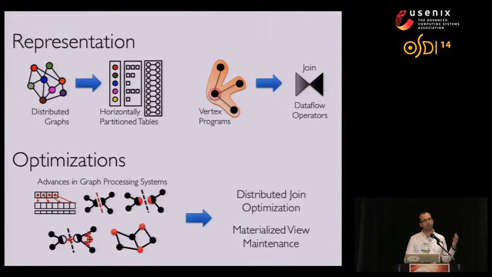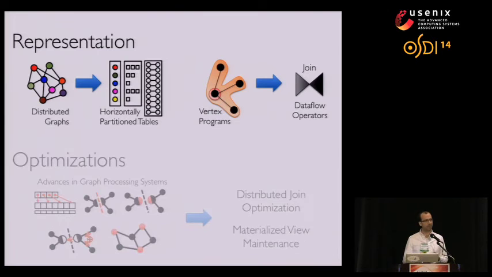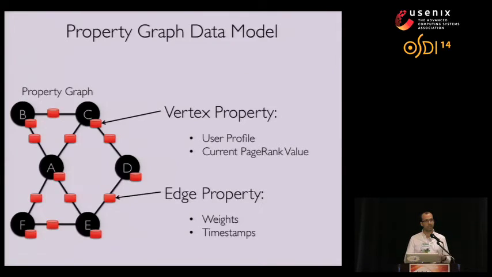In particular, we're going to have to recast those optimizations as distributed join optimizations and techniques in incremental materialized view maintenance. All right, so let me first talk about the representational developments we used in the GraphX system. So in a graph processing framework, we think of graph structured data as a property graph, a graph which has properties attached to each vertex and each edge.